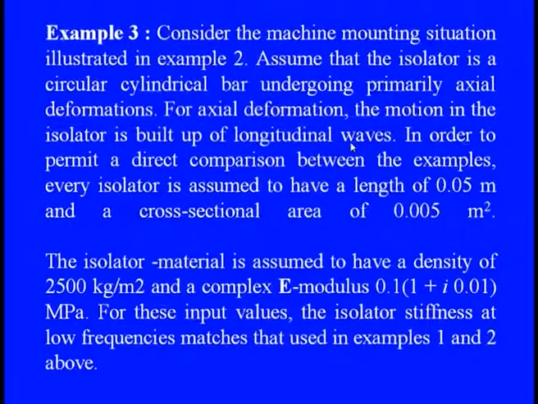And the material which we can adopt here has a density of 2500 kilogram per meter cube, and the Young's modulus, which has a complex nature because of the variation, is 0.1 into 1 plus 0.01 i megapascal. Now for these input values, the isolator stiffness at the lower frequencies matches what we chose in the previous case. So with this we would like to solve the problem, and find out how the losses occur and how effective it is.